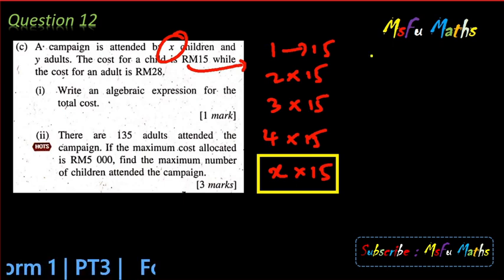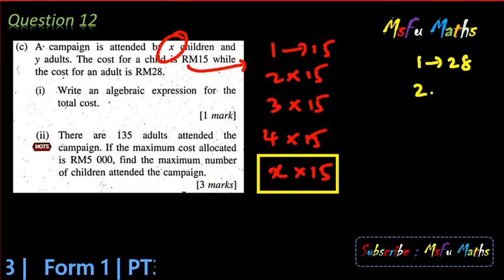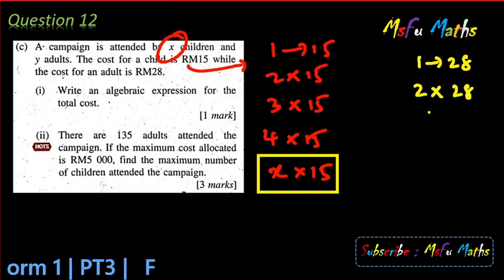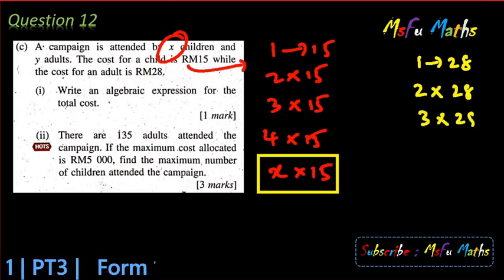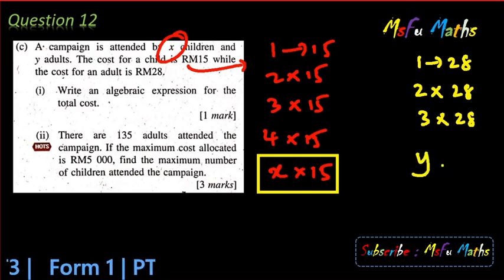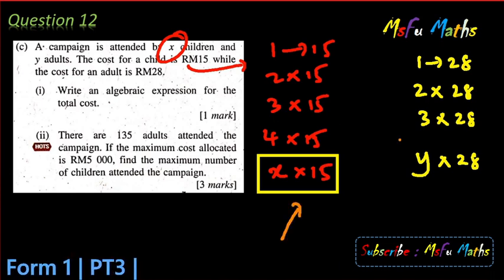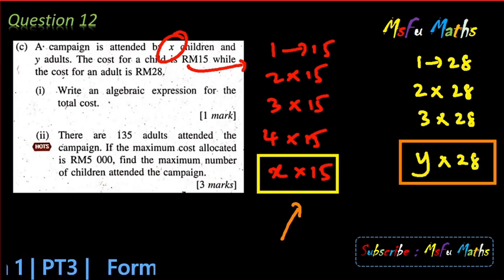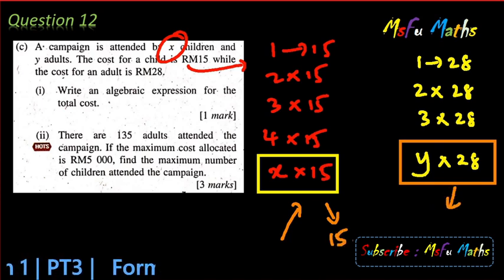Same goes to the adult. One adult is 28. If 2 means you 2 times 28. 3 adults means 3 times 28. So if you have Y adults, you times 28. So that's the total cost. This is for children, this is for the adults. So X times 15 is actually 15X. 28 times Y is actually 28Y.